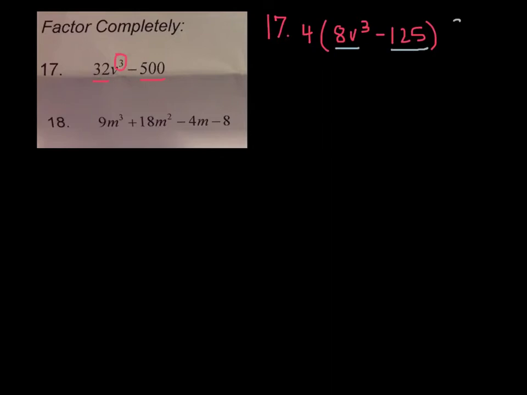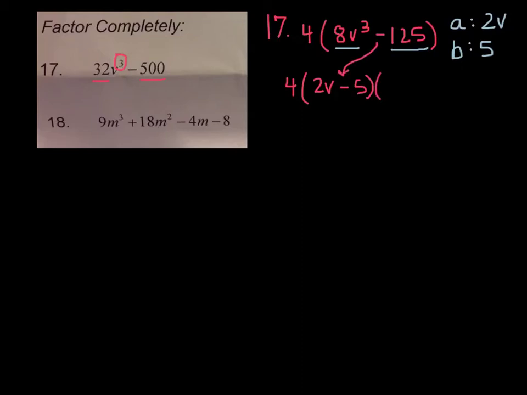So 2v times 2v times 2v will give me the 8v cubed, so that means a is 2v. And 5 times 5 times 5 gives me 125, which means b will be 5. So to finish factoring this, I know the pattern is 2v minus 5. I know the minus because of that.